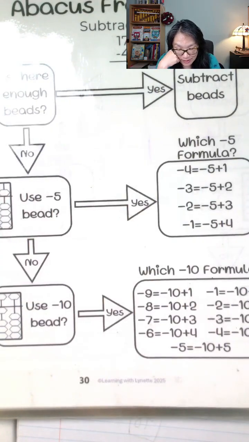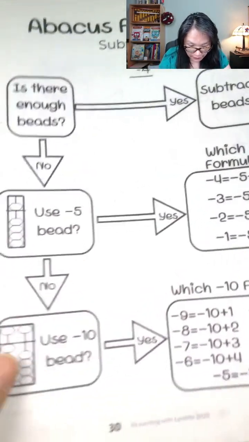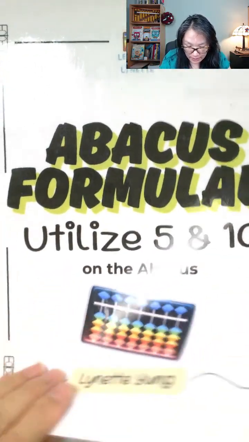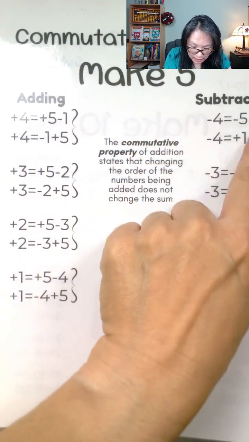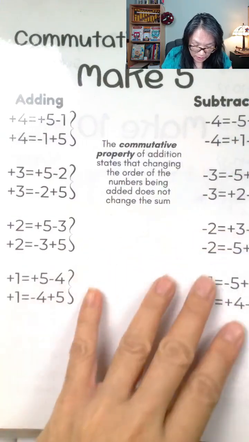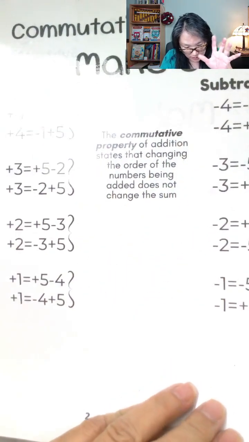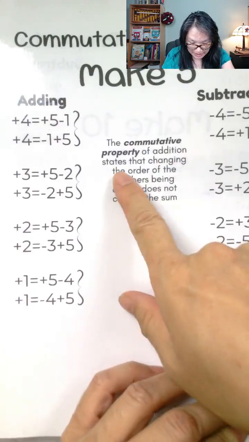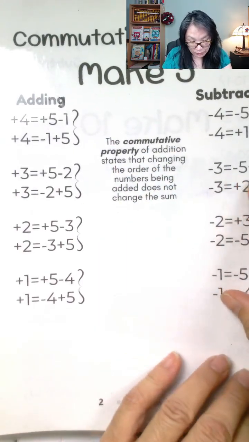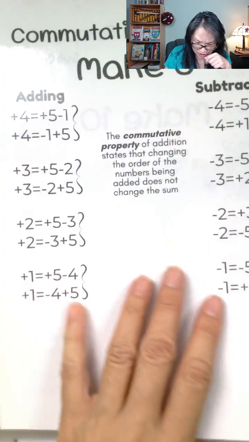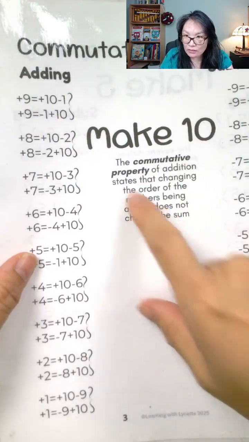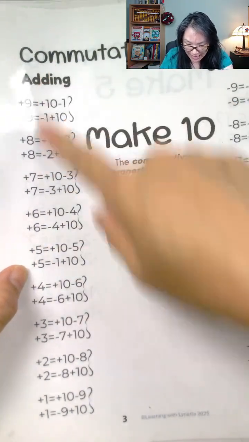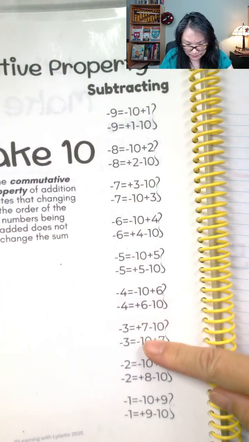I appreciate that. And yeah, this is actually part of the laminated book. So what I did was I added how to make a 5, and you can do it like commutative property. I'm kind of tweaking the definition a little bit because it says only addition states, but in abacus we can do it for both addition and subtraction states. And then we have making of the 10. This is one way to make a 10. We add the 10 or we take away the 10.